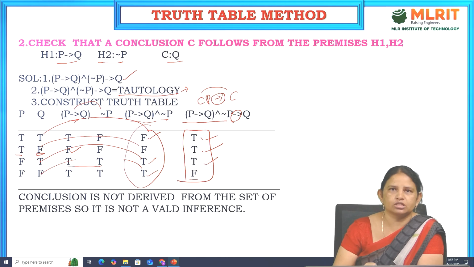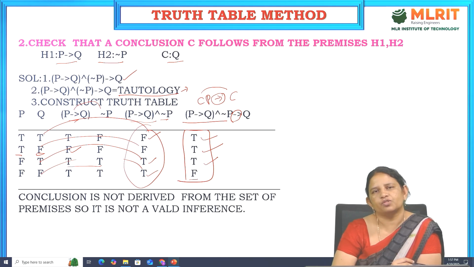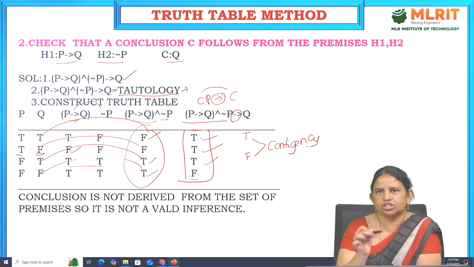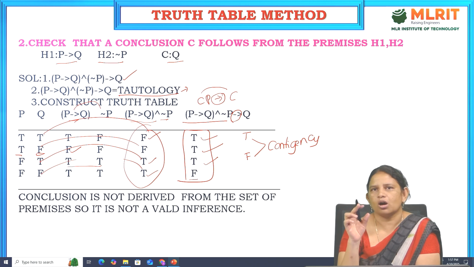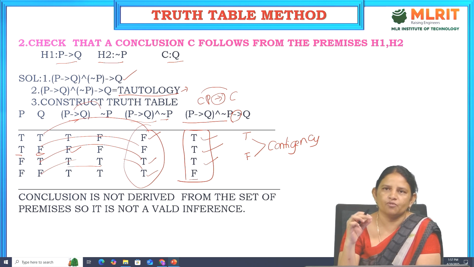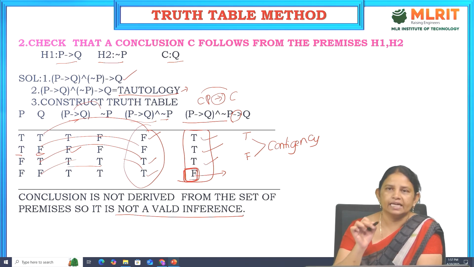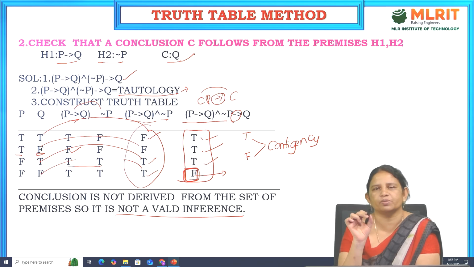Then observe the last column of the truth table. The last column of the truth table does not contain a tautology. Some values are true, some values are false. Then it is called a contingency. But what is the condition for a valid conclusion? The last column of the truth table must be a tautology, then only it is a valid inference. But the last column is not all true values, so it is not a valid inference. That means we can't derive the conclusion from this set of premises.